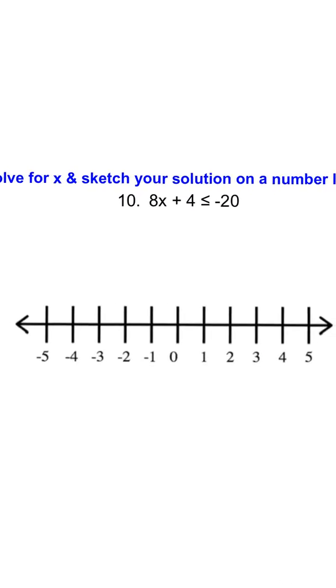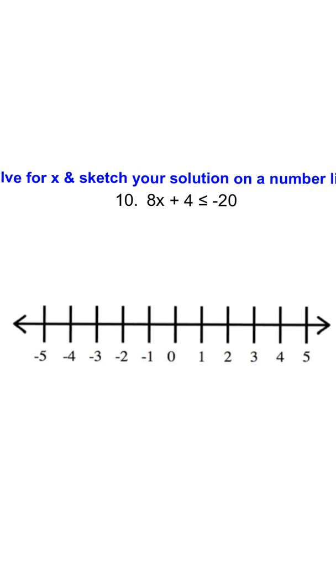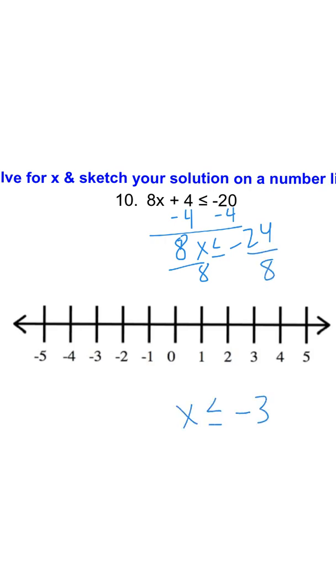One more that we're going to look at. We were going to solve this inequality. We would start by subtracting 4. So that's going to give us negative 24. We divide by 8. We're going to get x is less than or equal to negative 3. This time we've got that or equal to, so we're going to do a closed dot. And then since it's less than or equal to negative 3, we're going to point our arrows to the numbers that are less than.